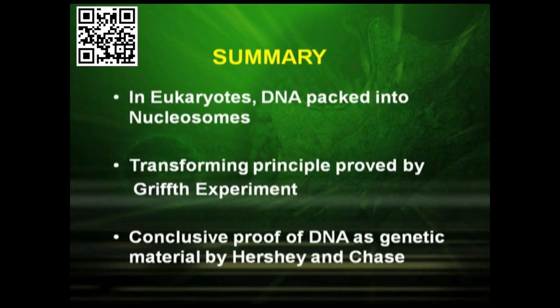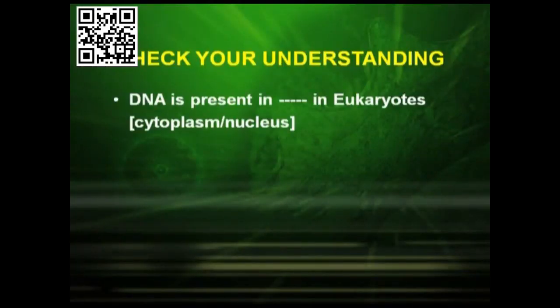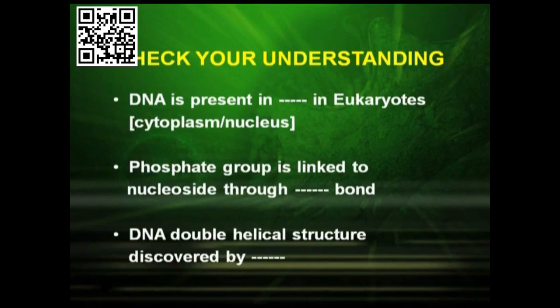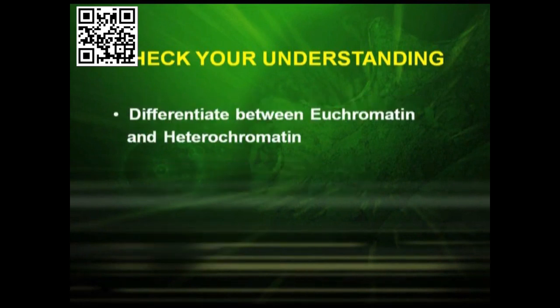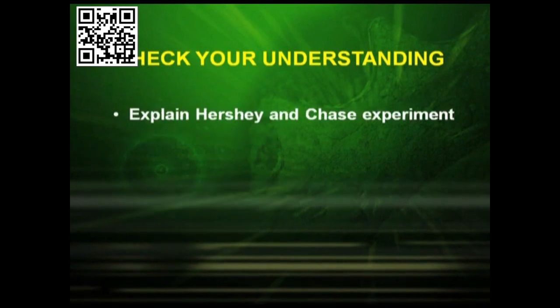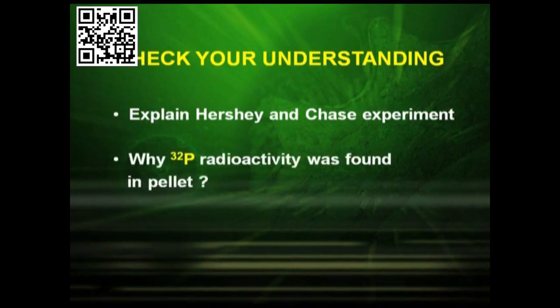Hershey and Chase. Now, you can check your understanding with the following questions. DNA is present in eukaryotes in the cytoplasm or the nucleus? The phosphate group is linked to the nucleoside through which bond? The DNA double helical structure was discovered by whom? Differentiate between euchromatin and heterochromatin. The packaging structure of DNA in eukaryotes is called what? Explain the Hershey and Chase experiment. And the last question, why was P32 radioactivity found in the pellet?